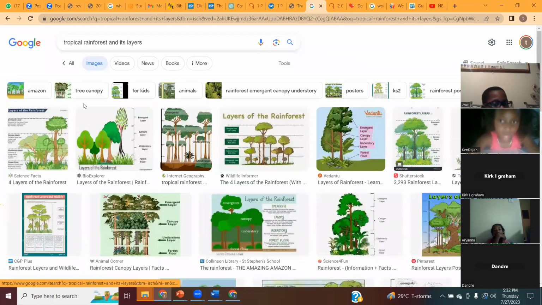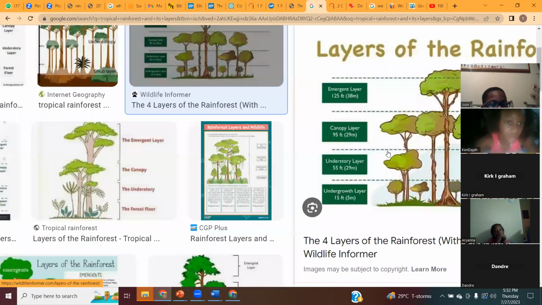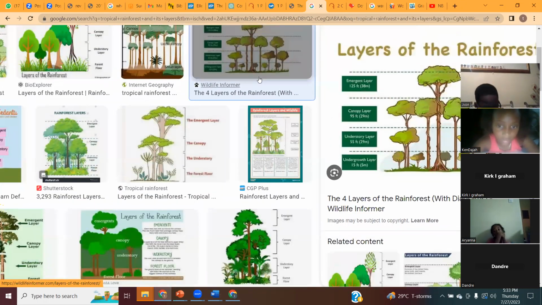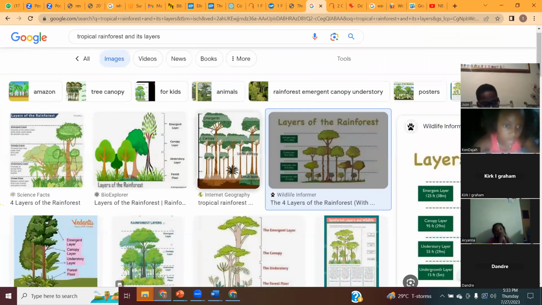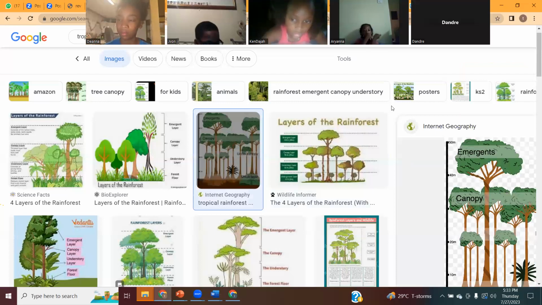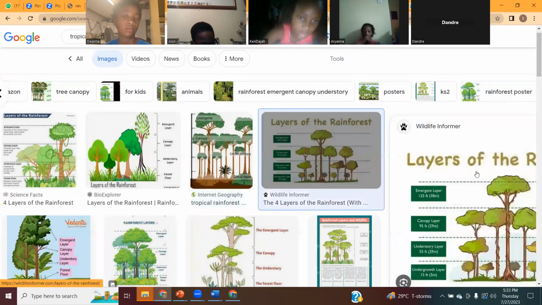Okay, this is a good picture right now. So here we have the bottom layer, which is the undergrowth layer. After that is the understory. Then we have the canopy. Then we have the emergent layer. Those are different layers of the rainforest. Some people section it off in a different way. Remember you talk about the shrub layer? Let me show you the shrub layer. Let's go over to the side.